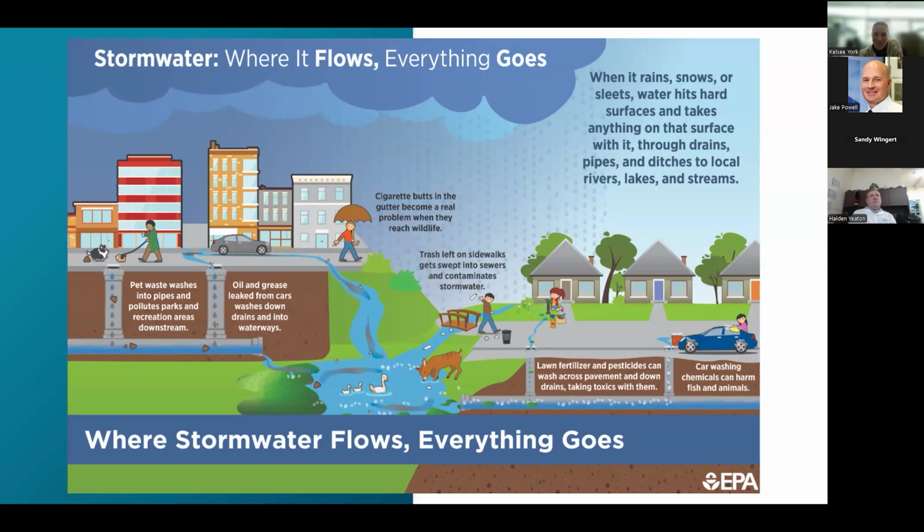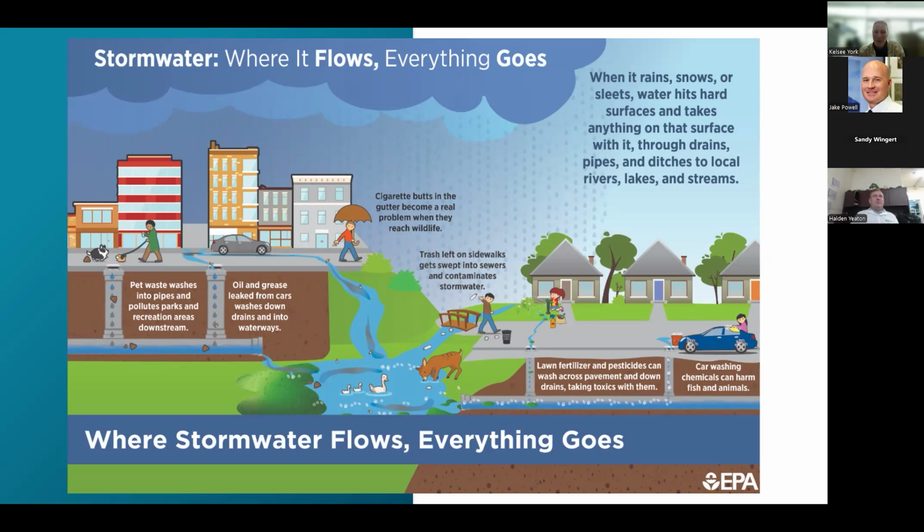And I really like this graphic. It's called Stormwater, where it flows, everything goes. It's just trying to drive home the point of this infrastructure is designed to receive stormwater, and a lot of times to get stormwater out of the street quickly during the storm event and discharge it to the stream.